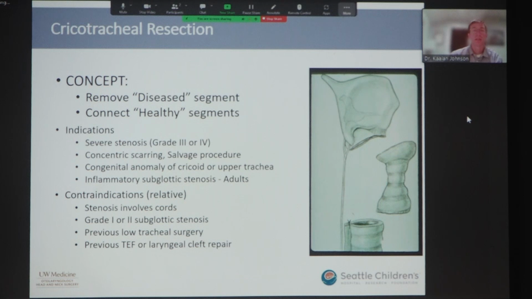So the concept here is that instead of augmenting the trachea, we're removing the diseased segments and connecting these healthy segments. Again, generally for more severe stenoses, concentric scarring for salvage procedures. You can do either one for congenital anomalies, but CTR is sometimes favored for that. And relative contraindications are if it involves the vocal folds at the level of the glottis. But for a cricotracheal resection, you can consider an extended partial cricotracheal resection and do a posterior graft at the same time as your CTR procedure.